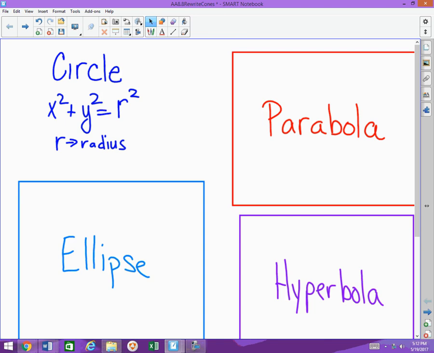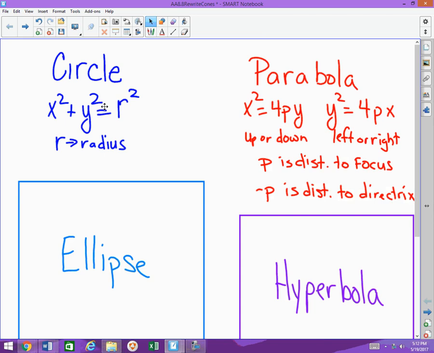When you had a parabola, it all depended. X squared could equal 4py, or y squared could equal 4px. If it was x squared, then it was an up or a down parabola, and if it was y squared, it was a left or a right parabola. P represented the distance to the focus point, and the opposite of P is the distance to the directrix, which is a line. When it was an up or down type of parabola, the line was a horizontal line, so it was y equals. When it was a left or right parabola, the line was a vertical line, so it was x equals.